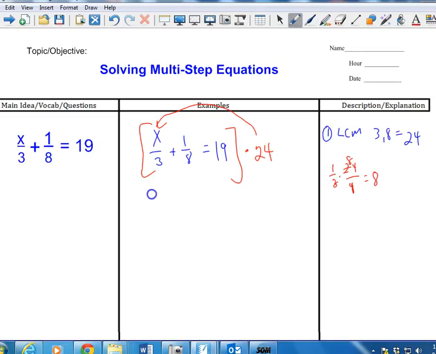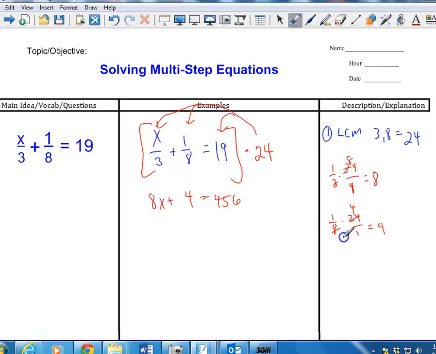All right, so that's now 8x plus 24 times 1/8 is 4. And then 24 times 19, I worked that out beforehand. I got 456. Look at that. Now, does that look a little bit nicer? 8x plus 4 equals 456.